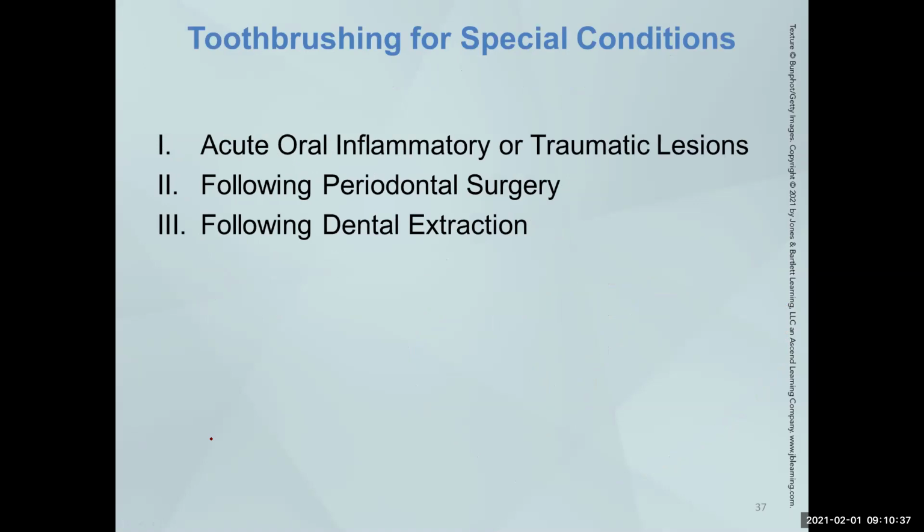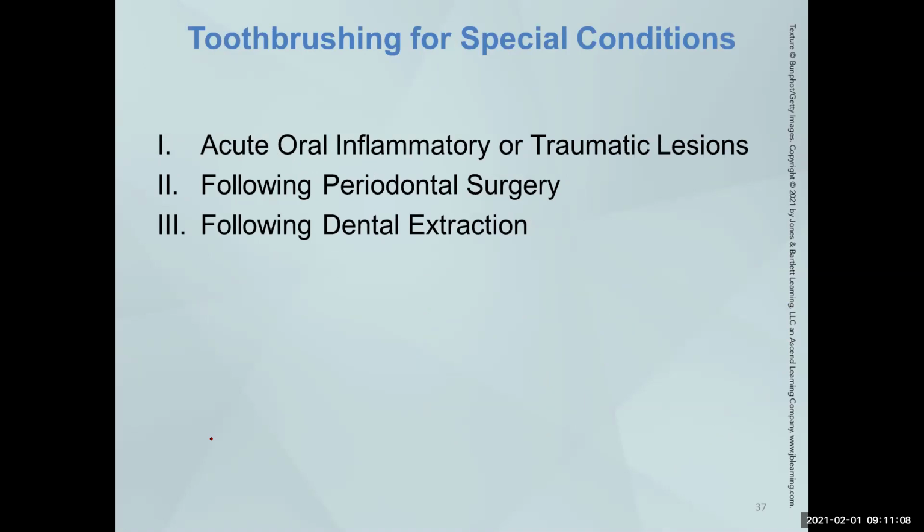Toothbrushing for special conditions. We're going to be getting more into this in perio, but you want to be able to help your patient debride the area, get the area as plaque-free as possible without injuring the tissue. So after periodontal surgery, they're not going to be doing a circular brushing technique. Okay, they might be doing the Charters. They might be using a tooth swab with chlorhexidine on it.